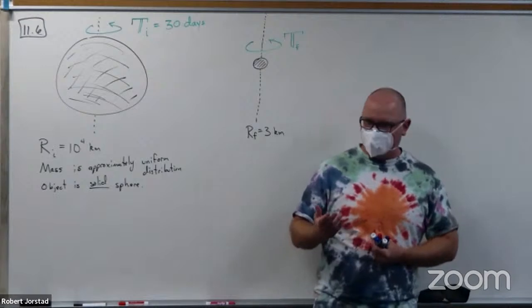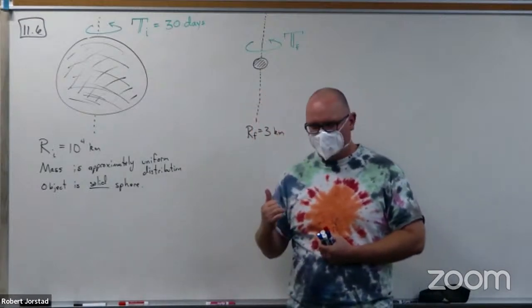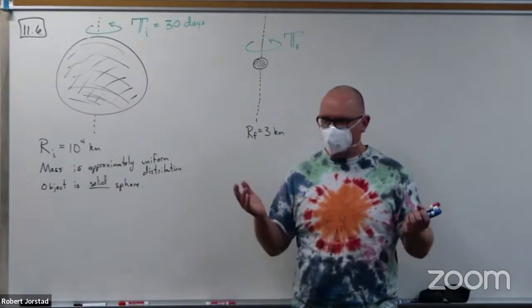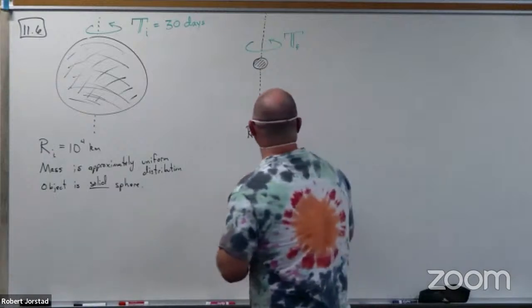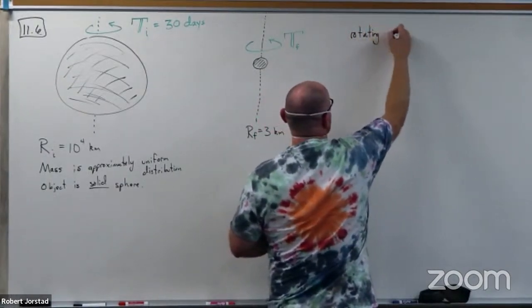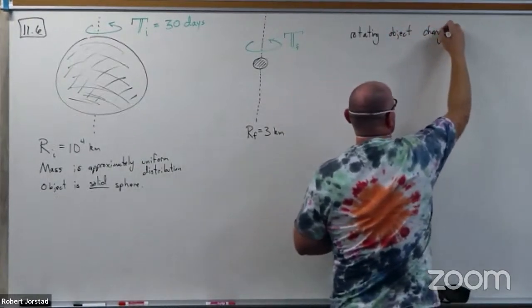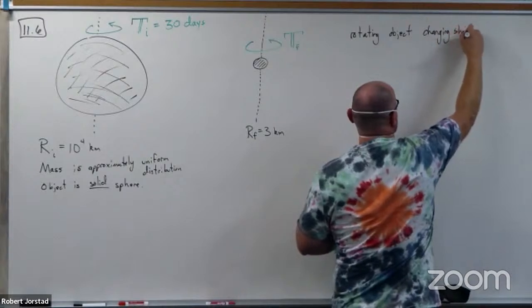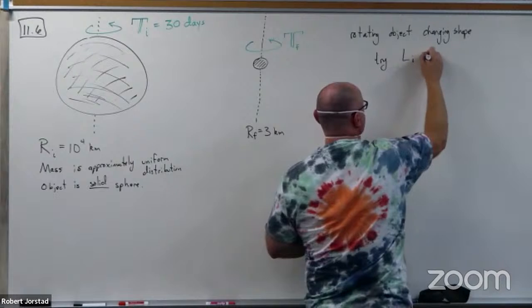We're going to ignore air resistance. We're going to ignore things like that. This is in outer space. Hopefully, there's negligible torque, so I'm going to use conservation of angular momentum. What I see is I have a rotating object changing shape. Whenever that happens, try L initial equals L final.